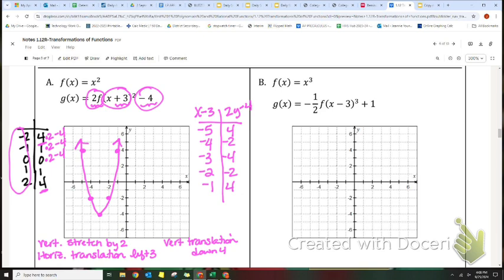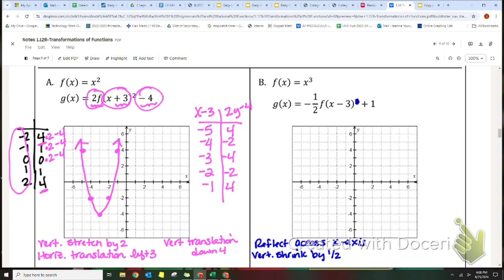All right, when you look at b, it's going to be f of x equals x cubed. All right, and then g of x is equal to -1/2 f of x minus 3, again, that cube really should not be there, and then plus 1. So the negative, remember, it's going to be a reflection across the x-axis. The 1/2 is not with the x, so it's a vertical. When we multiply by 1/2, things get smaller, so it's a shrink or a compression by a factor of 1/2.